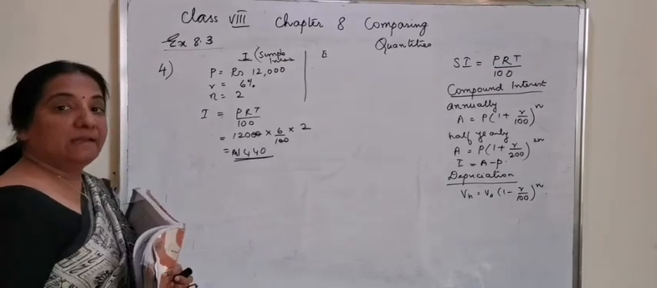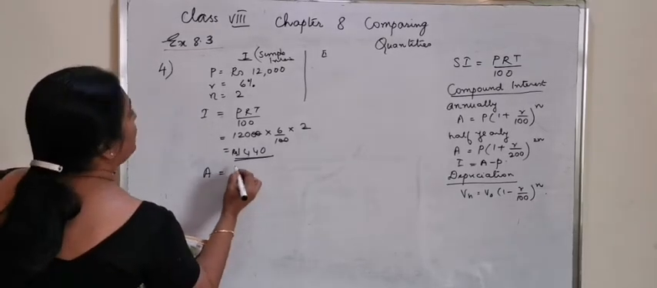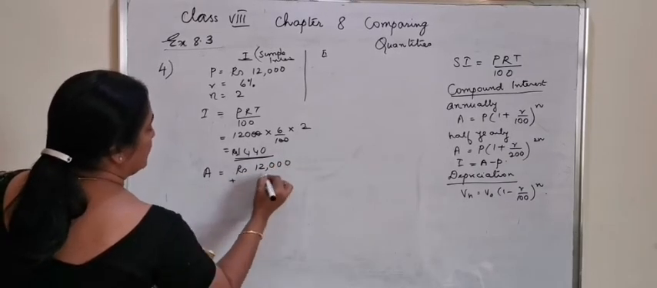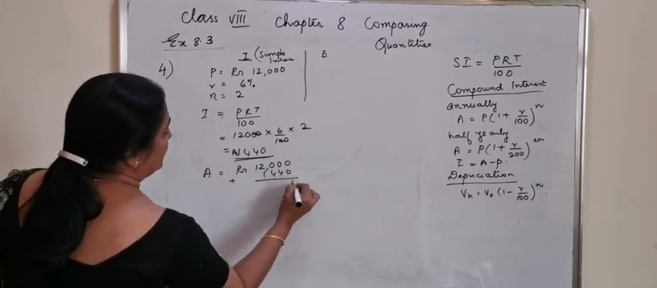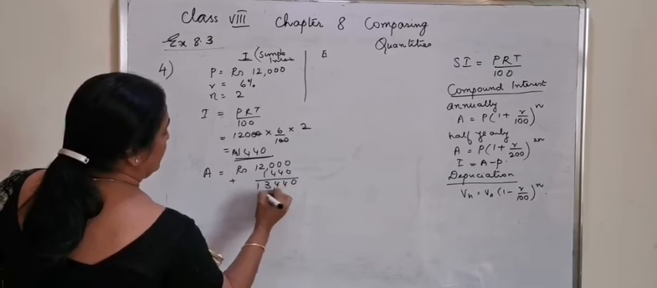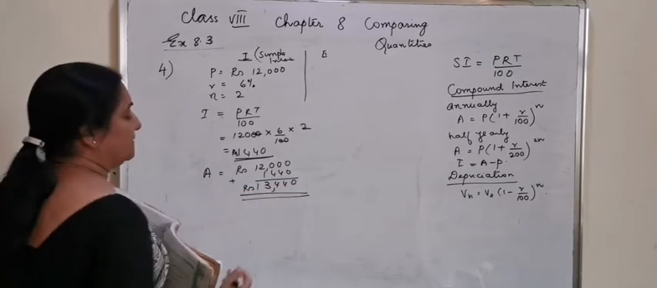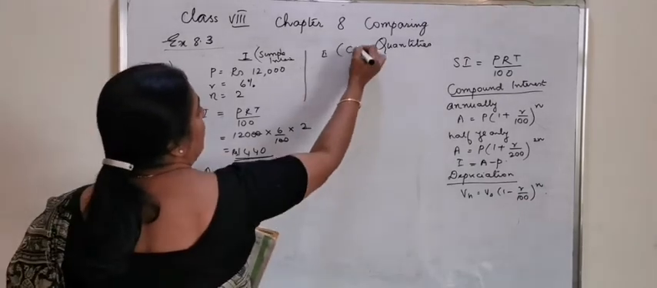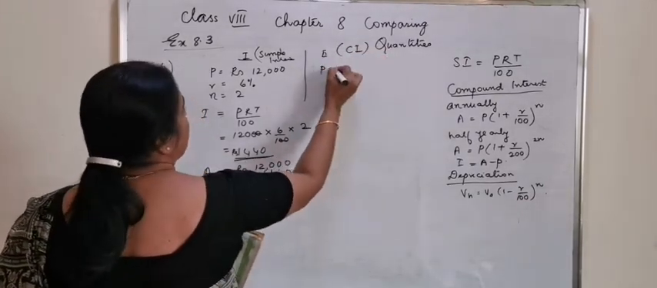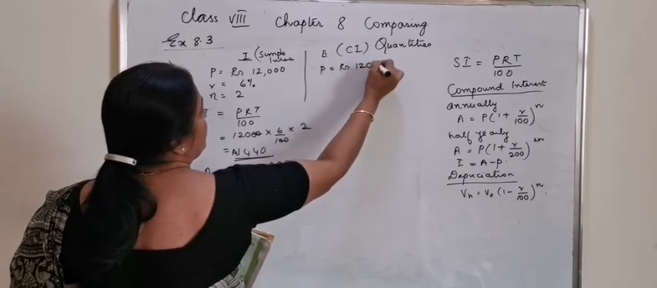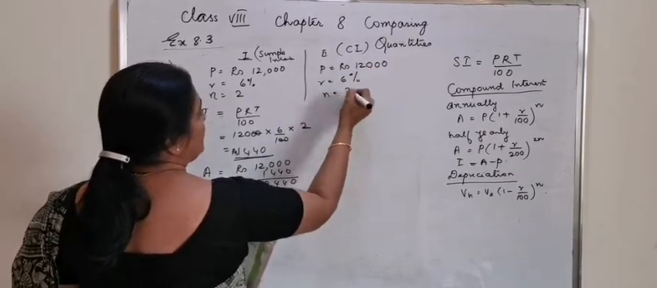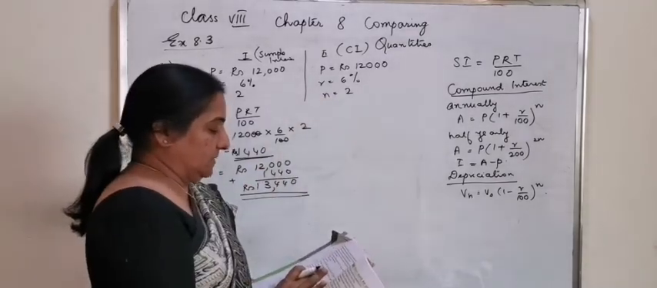1,440 will be the interest and the amount will be rupees 12,000 plus 1,440, 13,440 rupees. Whereas by compound interest, let's calculate by compound interest. Principal is equal to rupees 12,000, rate is equal to 6%, number of years 2, and it is compounded annually.